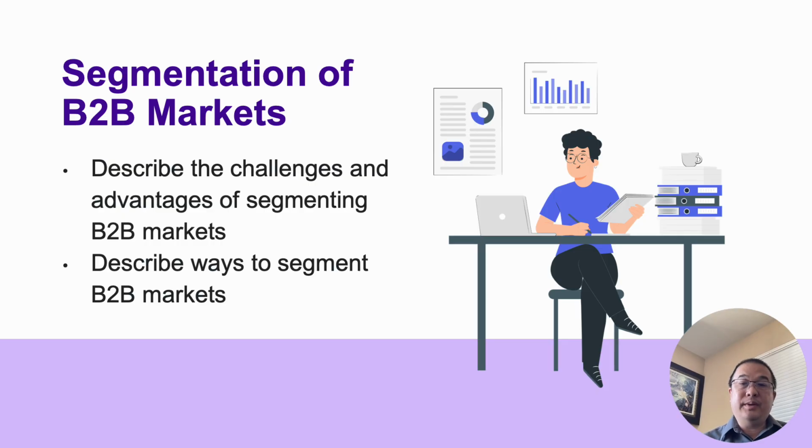Number 3, better products and services. Companies develop products that solve industry-specific problems. Dell sells customized computers for hospitals and engineering firms.